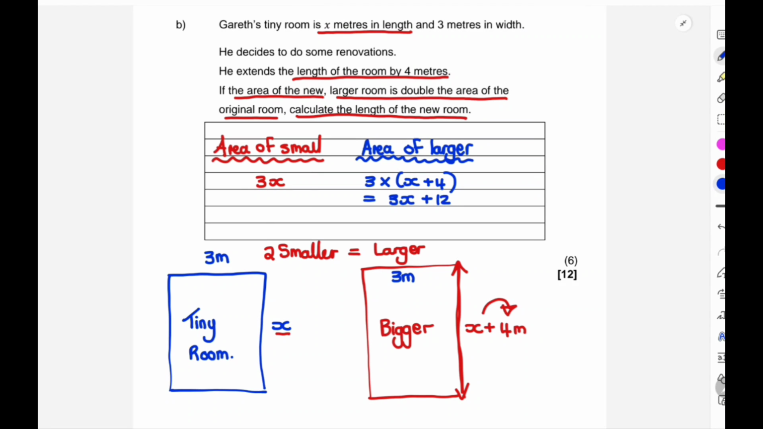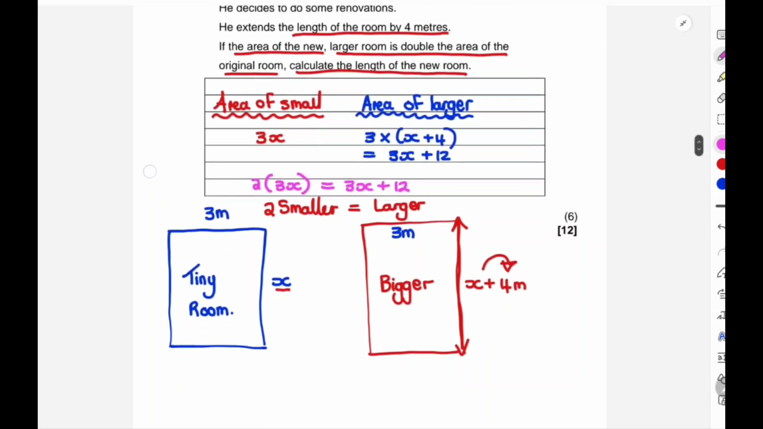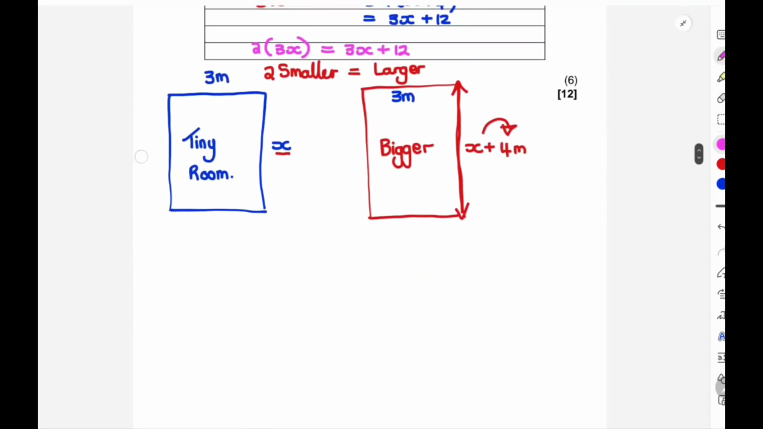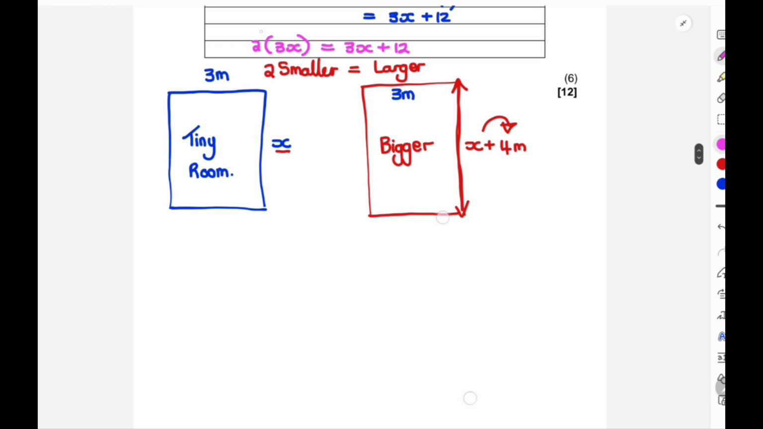So now they say to you, remember, the area of the larger room is twice the size of the area of the small room. So we're going to find x with the help of an equation. So I'm just going to bring it down a bit. And 2 times 3x is 6x is equal to 3x plus 12. So 6x minus 3x is 12.